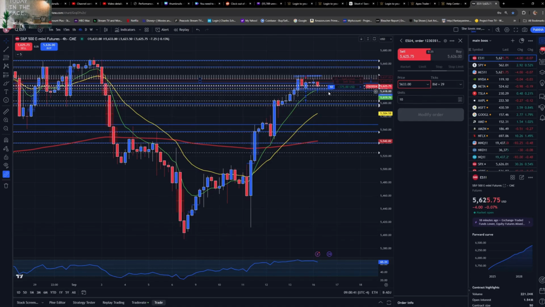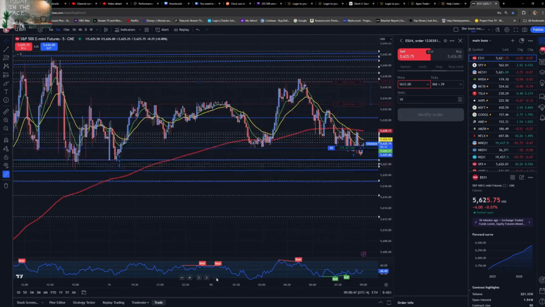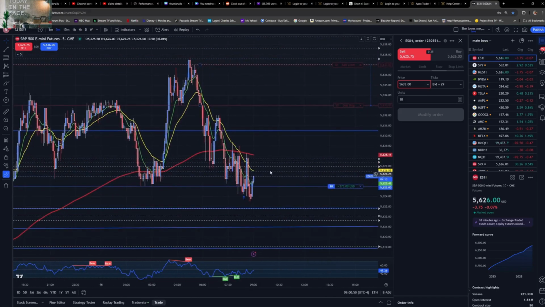So since we're kind of consolidating right now, we're not necessarily pushing down or pushing up. We just set our stop to a point where it will be invalid, and we're protected that way. So that is another way to take care of yourself with your trades. Now we want to close that.